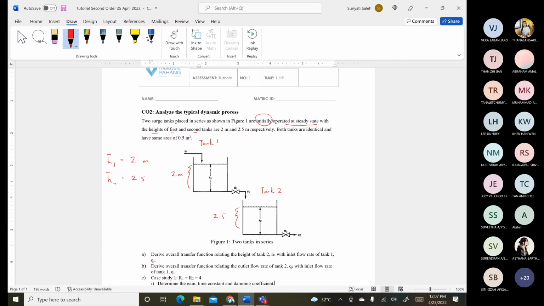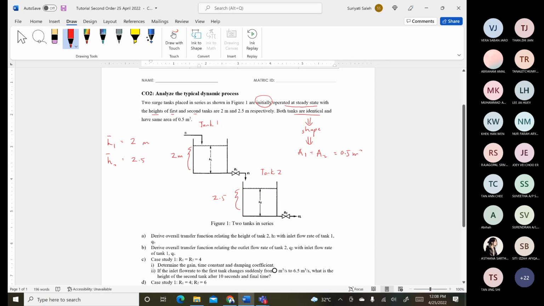Both tanks are identical and have the same cross-sectional area of 0.5 meter square. So in this case, we assume both tanks are identical and have the same shape, corresponding to the same area. So A1 equals A2 equals 0.5 meter square. Here A1 represents the area of tank number 1 and A2 the area of tank number 2. So we just do the numbering.